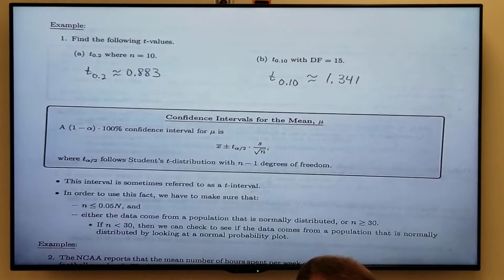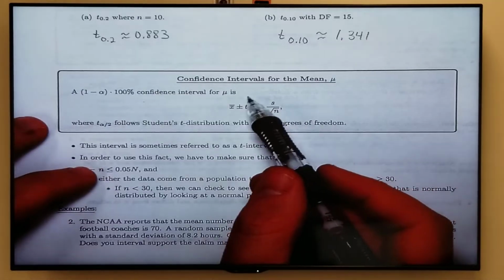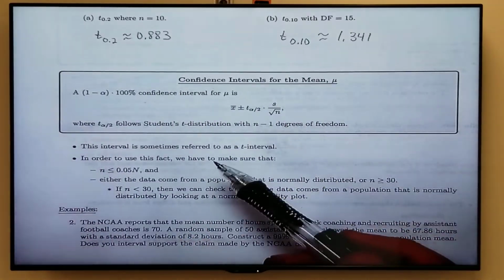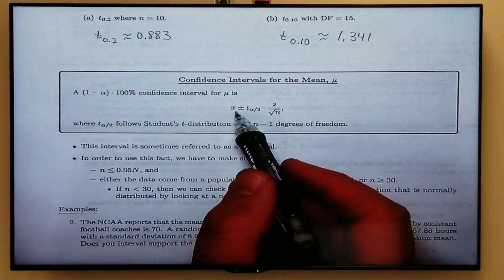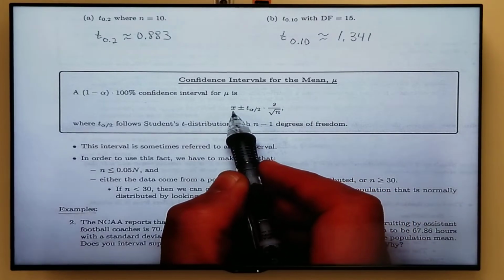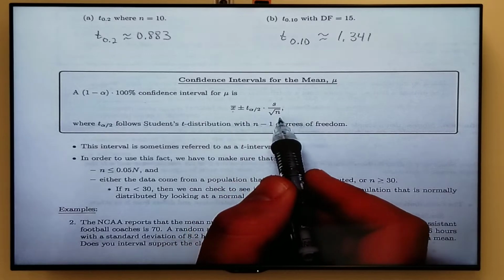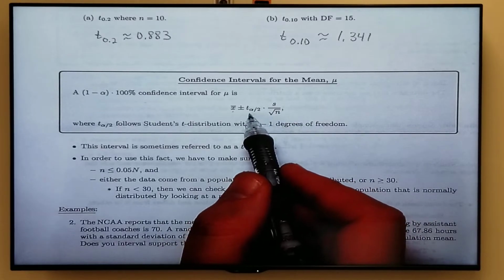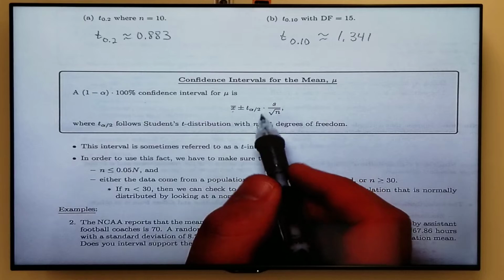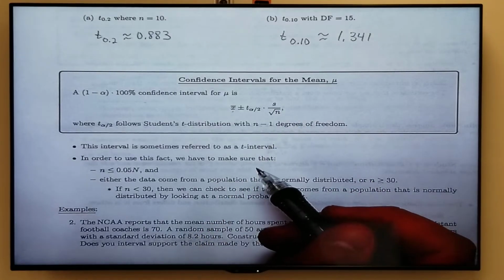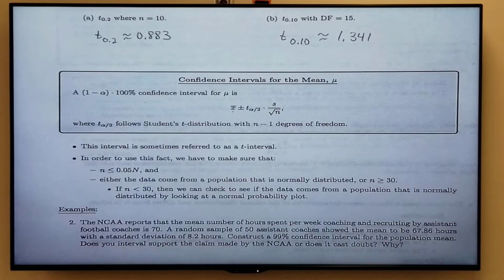With that in mind, here is the formula that we're actually going to use to compute a confidence interval for the mean mu. It's the point estimate, which is our sample mean in this case, plus or minus our margin of error, which is again the critical value times the standard deviation, sigma or s, divided by the square root of n.